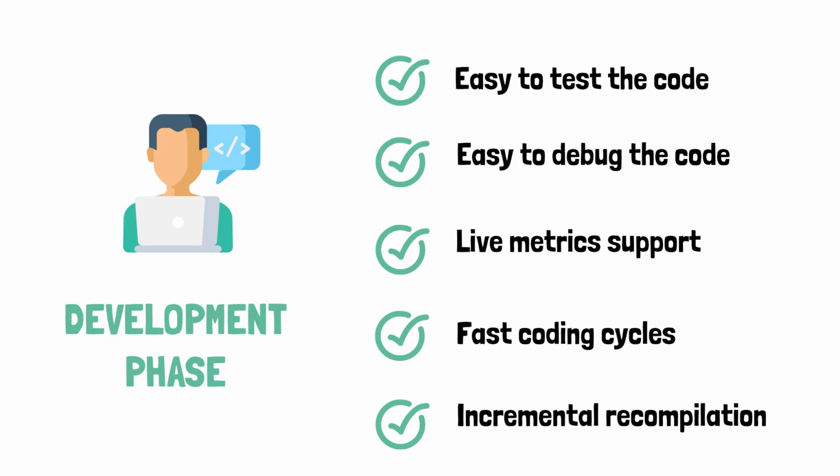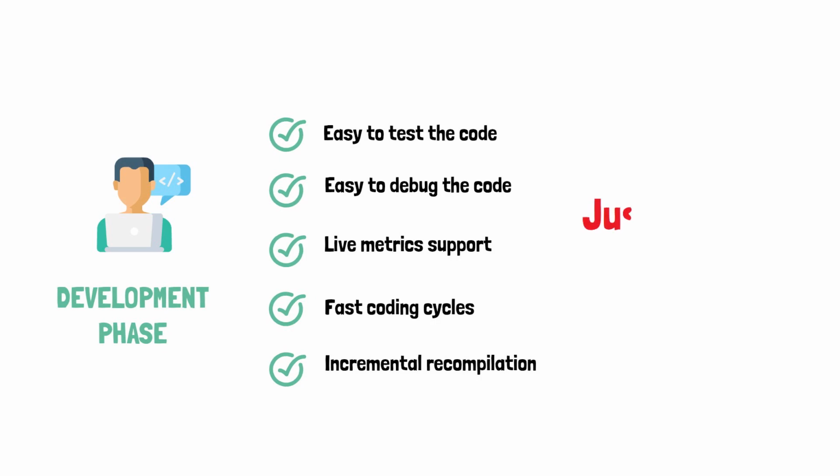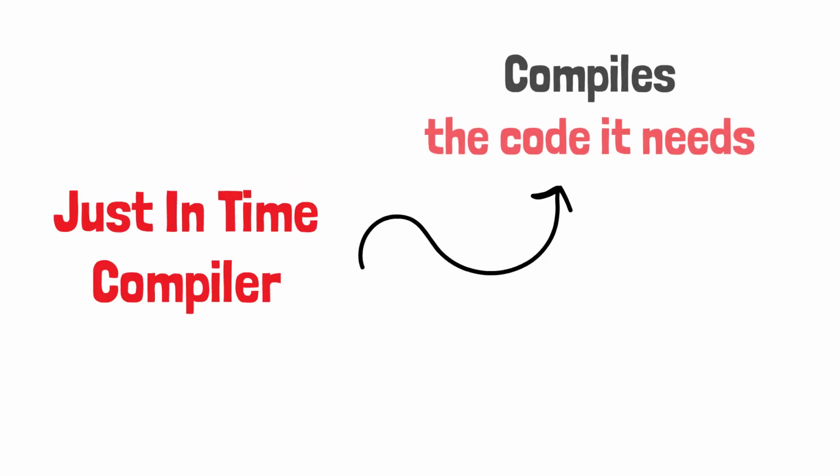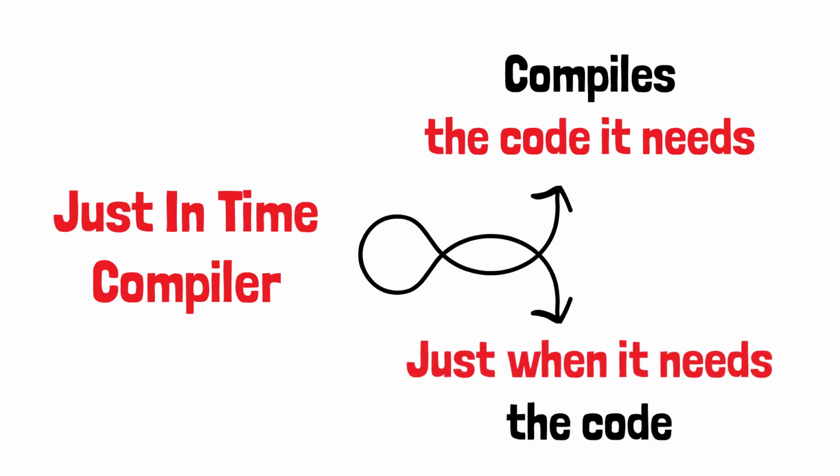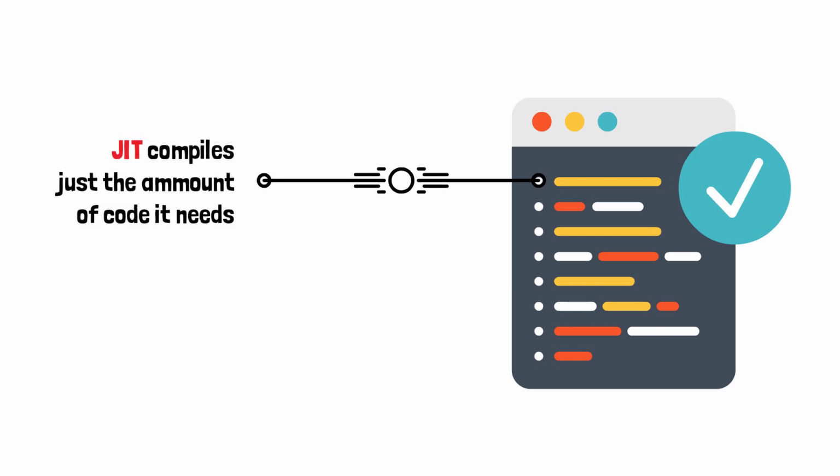In the case of Dart, in order to run an application in development phase, the recommended way of doing it is by having the source code compiled with JIT, which stands for Just-in-Time Compiler. Just-in-time compiler, as its name implies, compiles just the amount of code it needs, just when it needs it. So let's say if your code has 10,000 lines of code, JIT would only compile the amount of lines it needs for the moment and not the entire code.